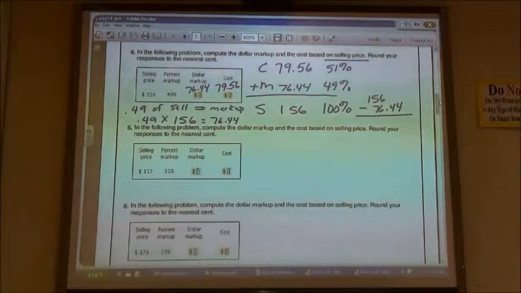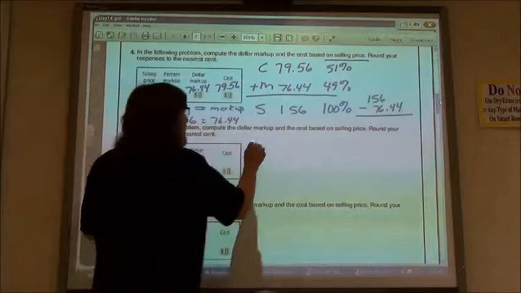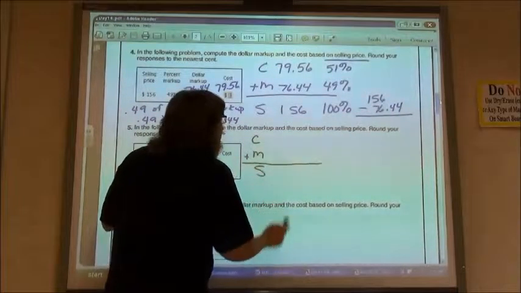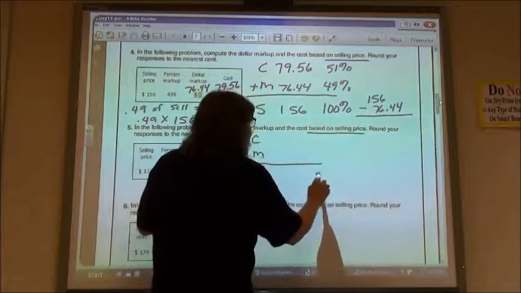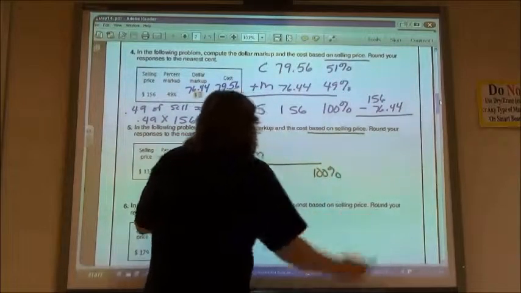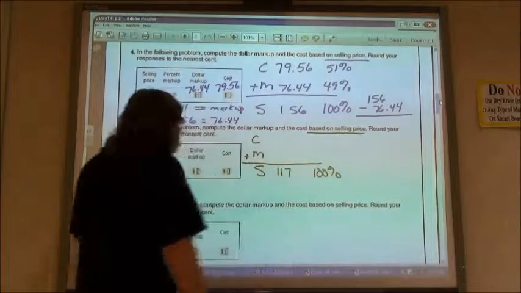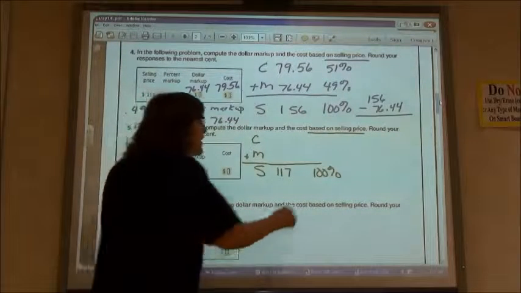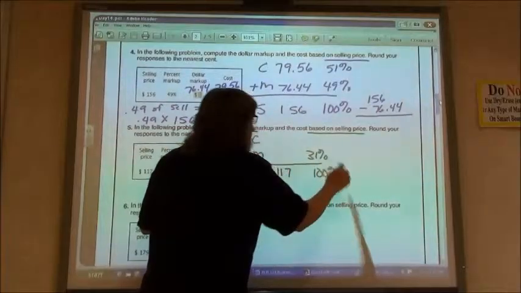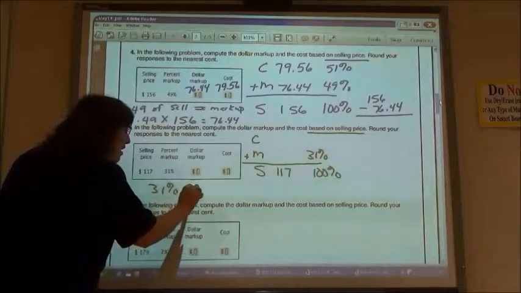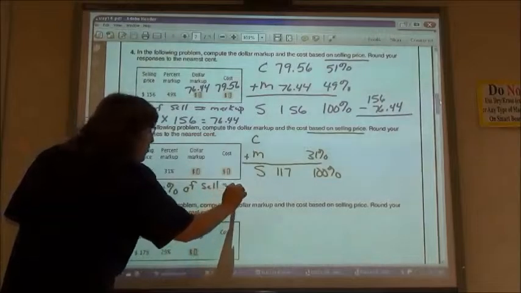Number 5, in the following problem, compute the dollar markup and the cost based on the selling price. Round your response to the nearest cent. So again, my cost plus my markup is always equal to my selling price. I'm basing it on my selling price, so my 100% goes here. I know my selling price this time is $117. I know my percent markup is 31%. So that I know that 31% of the selling price is equal to that markup.